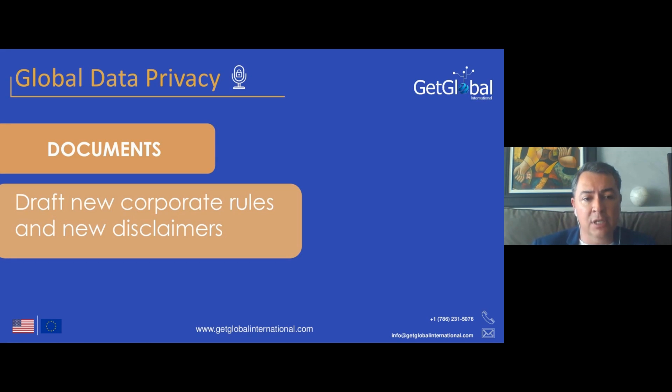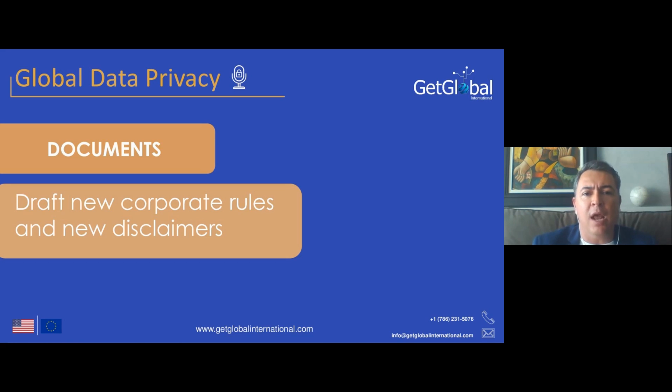Documents, we need to draft new corporate rules and new disclaimers in new contracts. So regarding documents, in most data privacy management programs, you will have to at least work on the privacy policy. You will have to work on the corporate privacy policy, because the privacy policy is a document that will regulate the relationship between the corporation, the company, and the data subject.